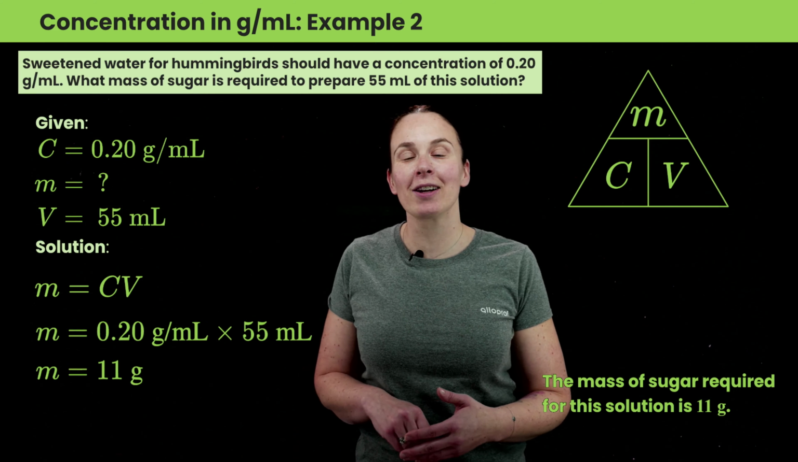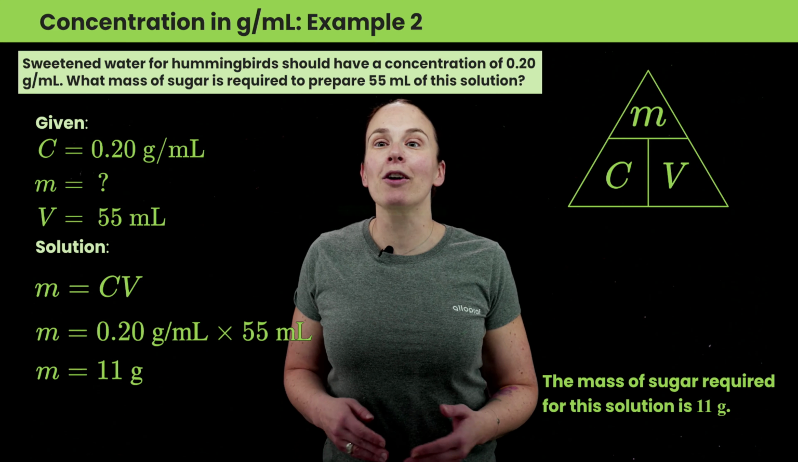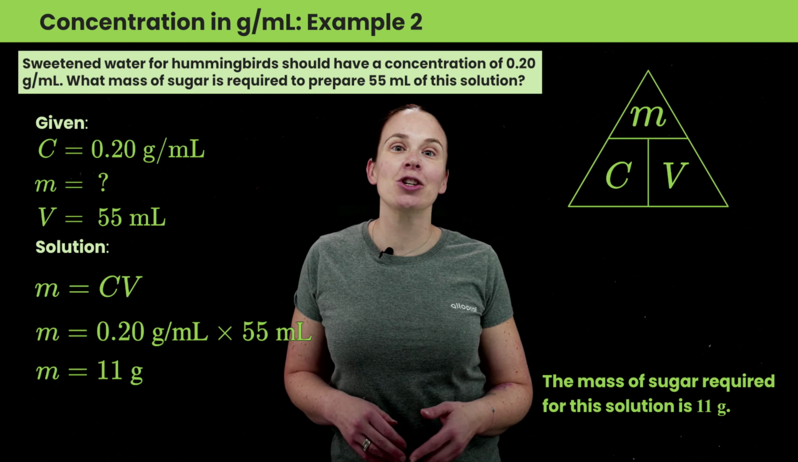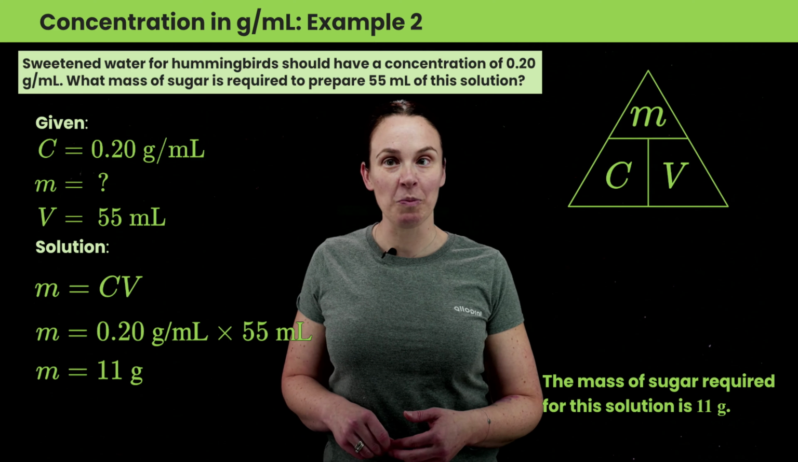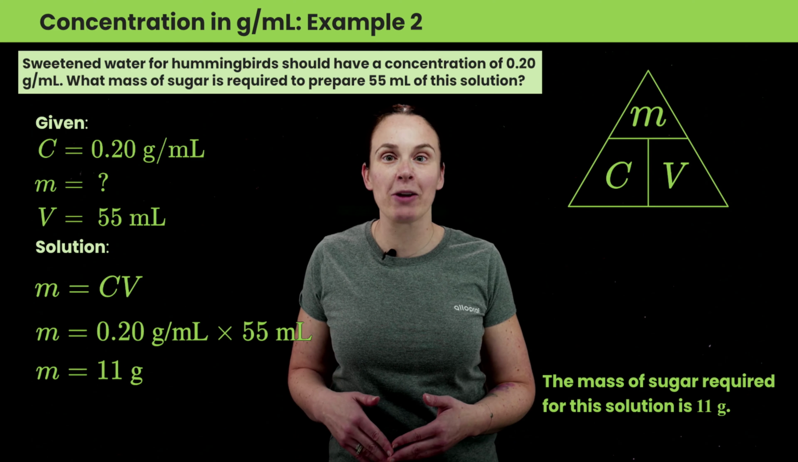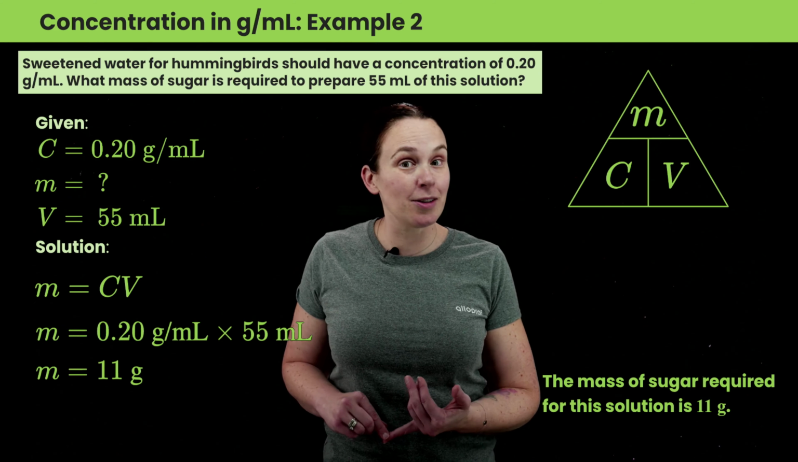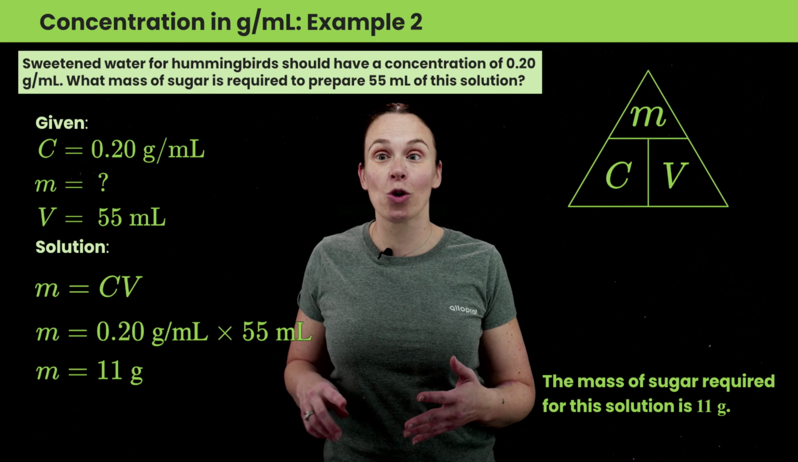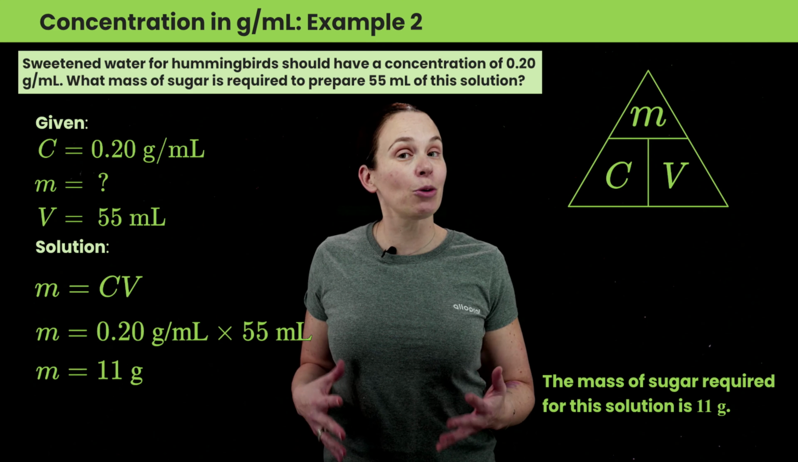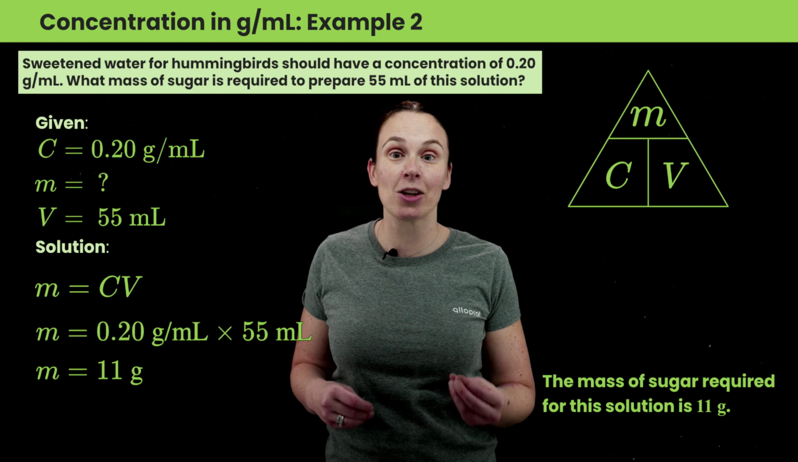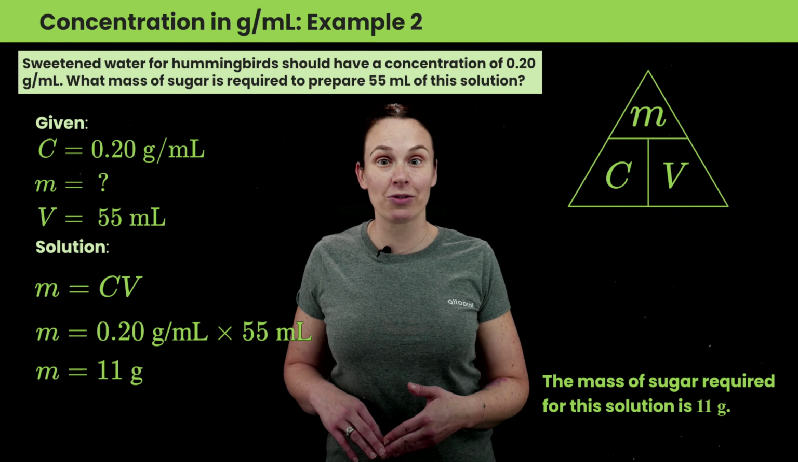This time we're going to try and find something different. Sweetened water for hummingbirds should have a concentration of 0.2 grams per milliliter. What mass of sugar is required to prepare 55 milliliters of this solution? So again, we write down what we know. The concentration is given to us in the question, so 0.2 grams per milliliter. We don't know the mass, but we do know that it has to be in grams. And then our volume is 55 milliliters.